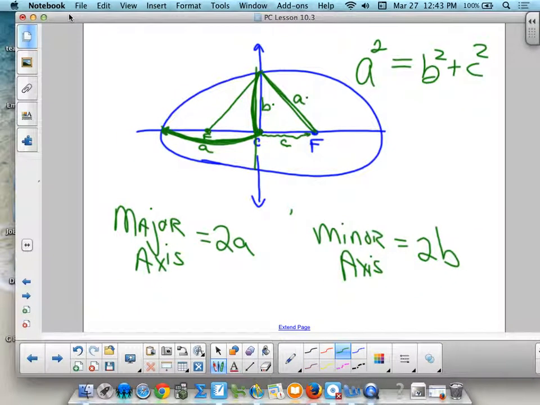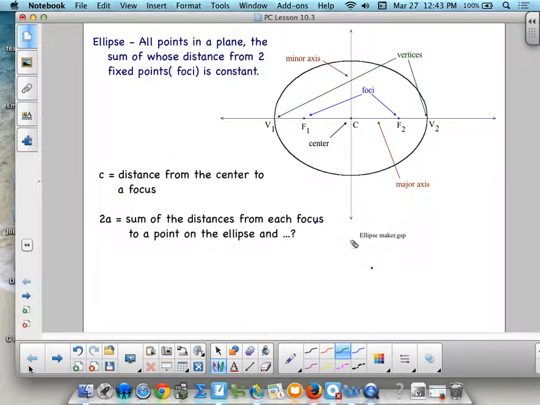I hope. Okay, let's go back to the beginning. Here's the beginning. Here's that definition of an ellipse right here. What's an ellipse? All points in a plane whose, I just think this is worded funny, the sum of whose distance from 2 fixed points called the foci is constant. So basically they're just saying jump on the ellipse, the distance from that point to the foci plus the distance from that point to the other foci will always be constant.